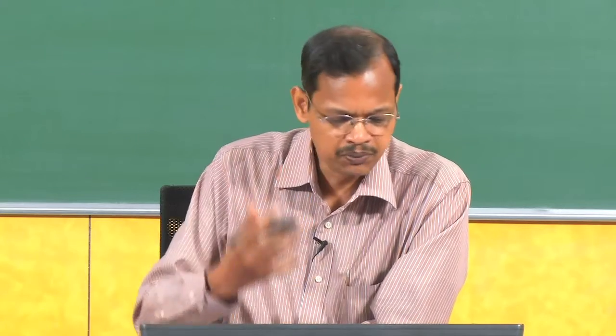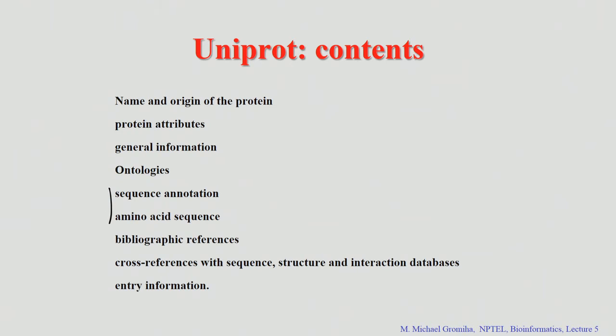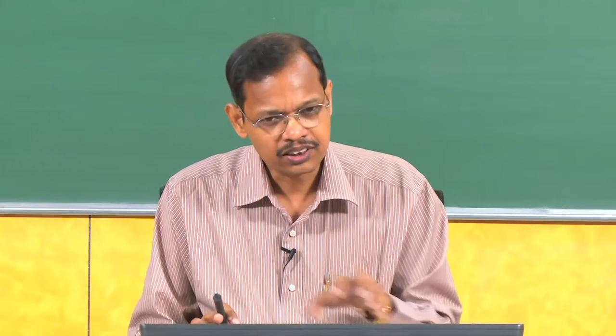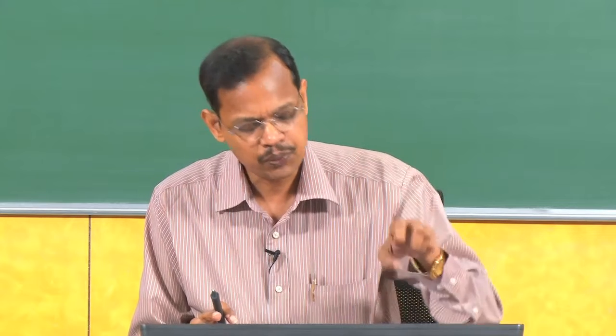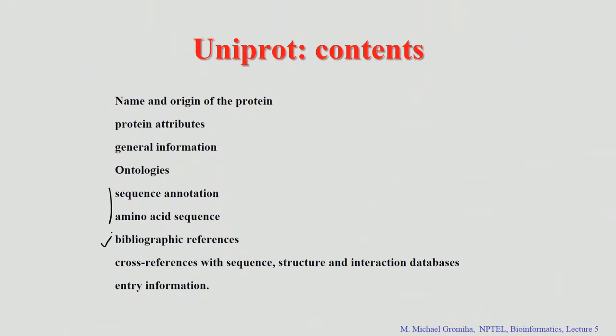First, they give the proteins, right, the names, origin and attributes and so on, and go with the ontologies, and then the sequence information. Once they give this information, they have to support it by other means. The data in the primary data are supported with the bibliographic references, because it is very important to assess the reliability as well as the correctness of the data.